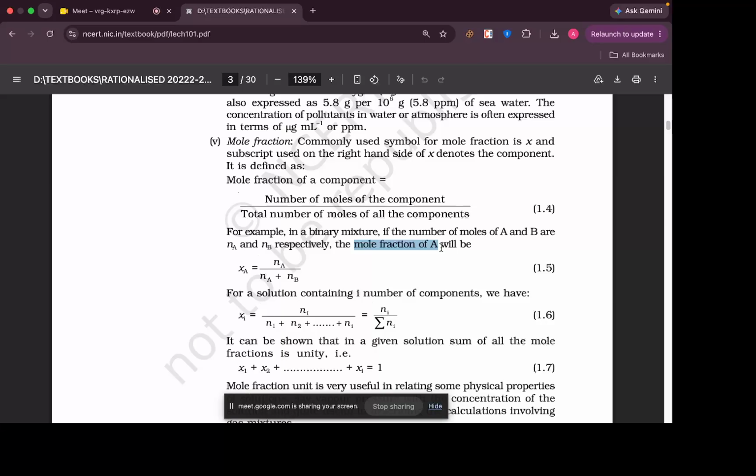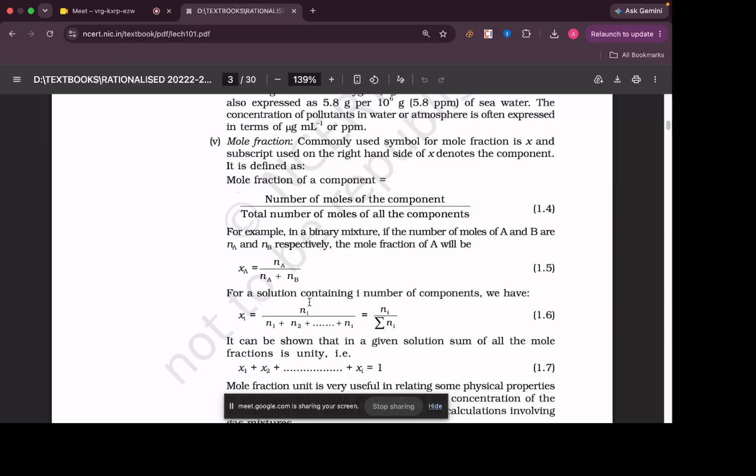N of B upon Nb plus Na. What will be the numerator? Nb upon Na plus Nb, right? Yes, correct. So what is the mole fraction of B here? Xb is equal to Nb, because I am talking about B, so Nb upon Na plus Nb.